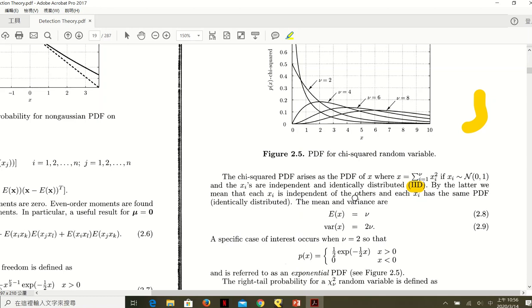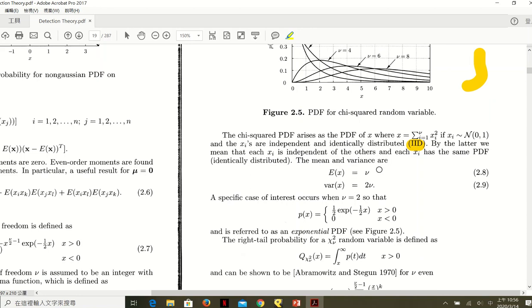So then let's go to the next step. When we talk about a distribution, we are always curious about its mean and variance. So here, its mean is like this, and then the variance is like this. A specific case of interest is when v is equal to 2.